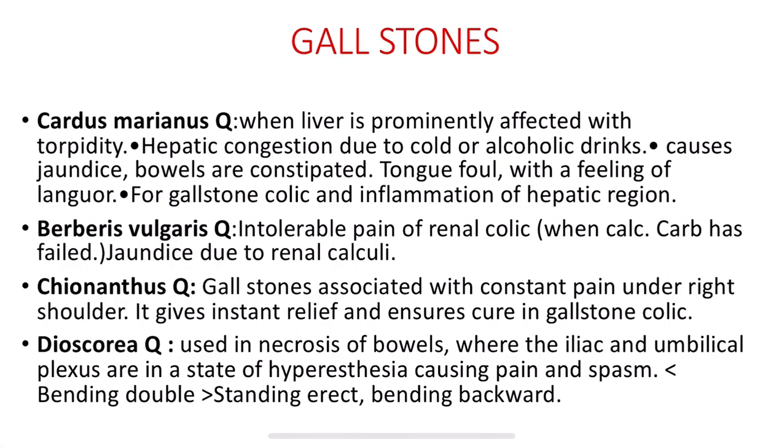We have Chionanthus. Chionanthus is used when the gallstones are associated with the pain under the right shoulder. It gives an instant relief and ensures the cure in the gallstone colic. Then we have Dioscorea mother tincture, which is used in the necrosis of bowel. So here the bowels are going to be necrosed, that is dead. When the iliac as also the umbilical plexus are in a state of hyperesthesia, once they undergo the hyperesthetic condition, they cause a lot of spasms and pain. Bending double is going to ameliorate the condition, and standing erect and bending backward is aggravation.